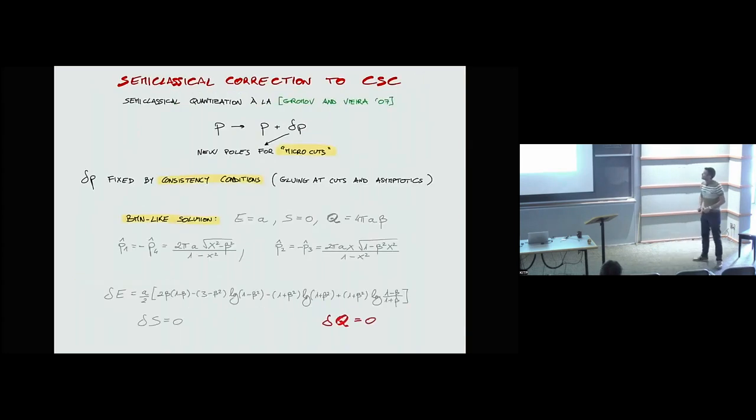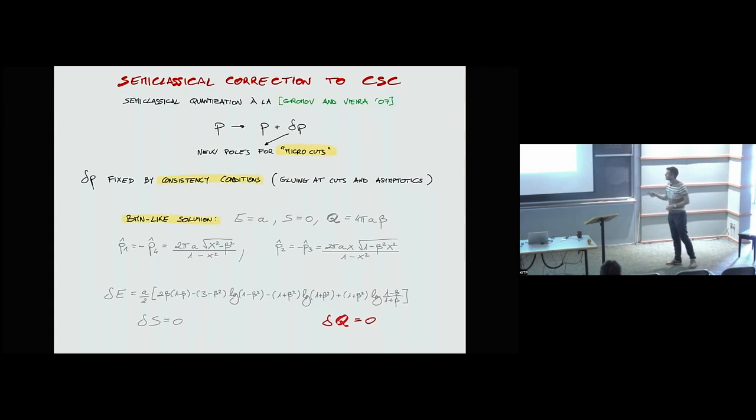Another thing we did in the paper was actually to go a step further to consider semi-classical corrections to this classical spectral curve. We did that by using this nice method developed by Gromov and Vieira, where they consider the classical quasi-momenta, they perturb them with some delta P, some quantum fluctuations that encode the quantum excitations. And the nice thing is that these delta P's can be fixed uniquely simply by some consistency conditions at the level of the classical spectral curve itself.